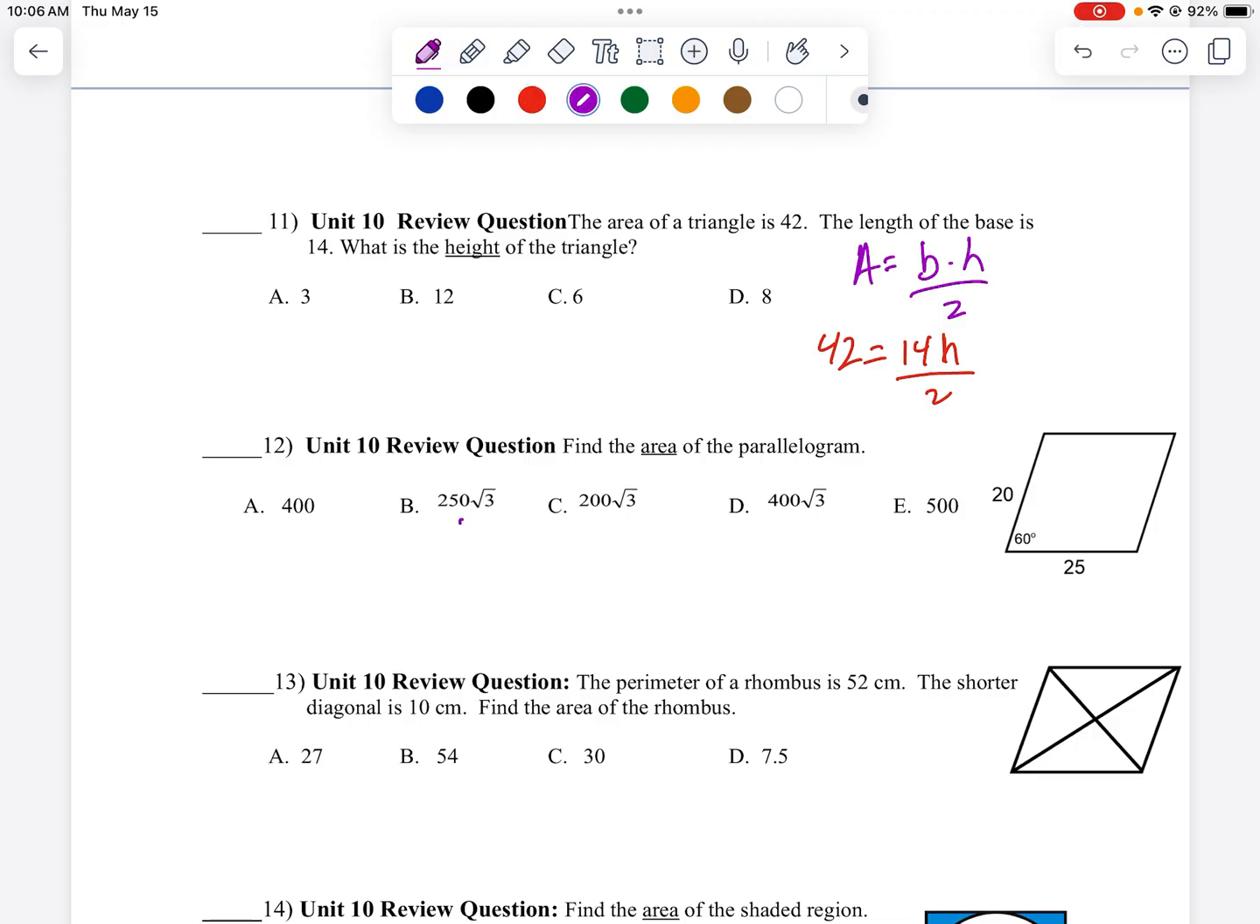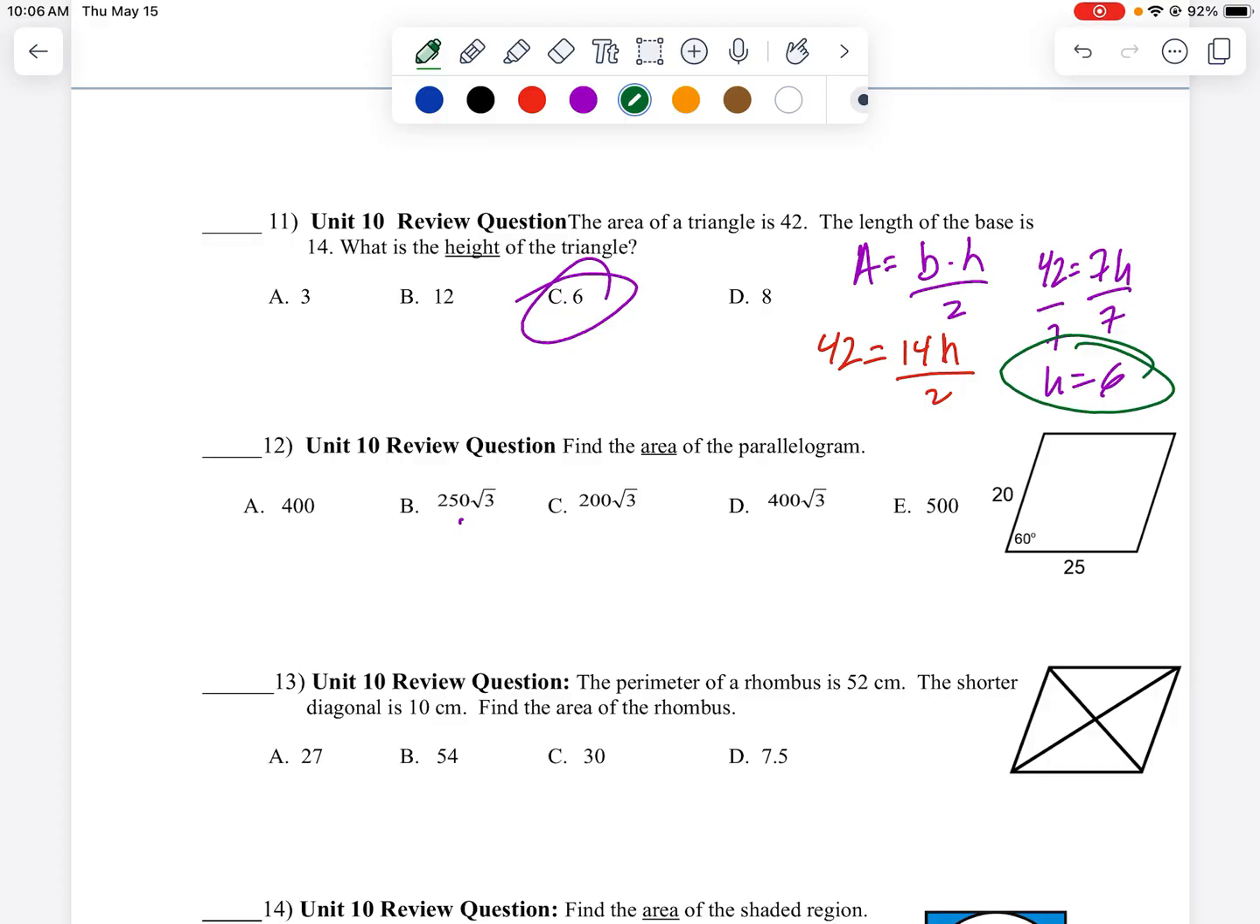So just simplify. Well, what's 14 divided by 2? 42 equals 7h. Divide both sides by 7. H should be 6. Now I could have, instead of just dividing 14 by 2, cleared the 2 out right away if I want to, and you would have gotten the same thing. You'd have gotten 14h equals 84, and you still should get 6.